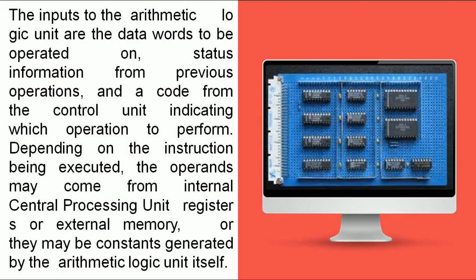The inputs to the arithmetic logic unit are the data words to be operated on, status information from previous operations, and a code from the control unit indicating which operation to perform. Depending on the instruction being executed, the operands may come from internal central processing unit registers or external memory, or they may be constants generated by the arithmetic logic unit itself.